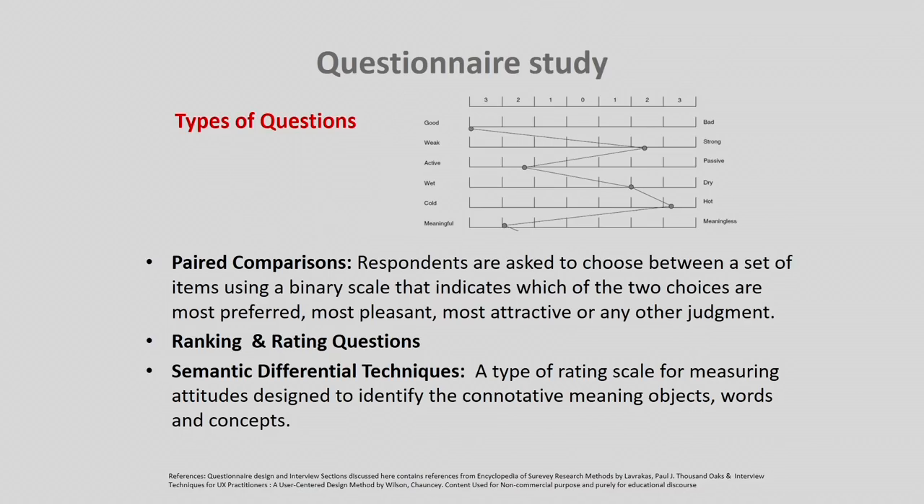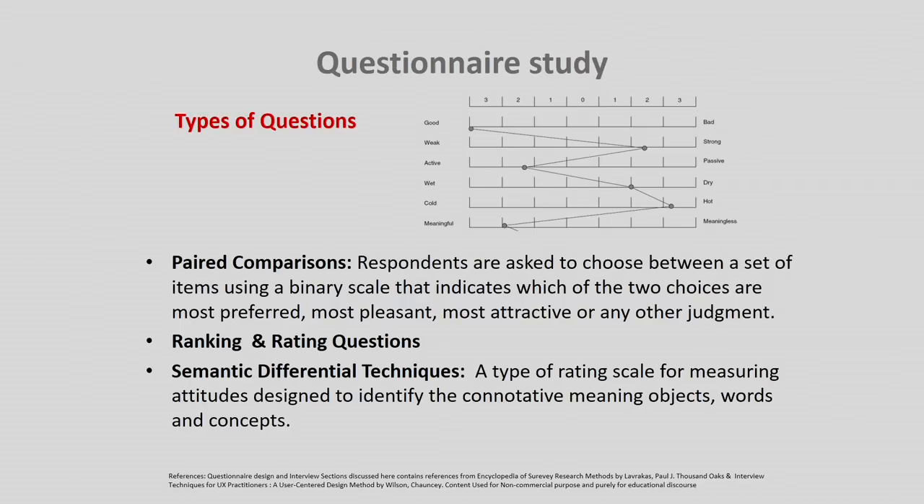Paired comparisons, respondents are asked to choose between a set of items using a binary scale that indicates which of the two choices is most preferred, most pleasant, most attractive, or any other judgment. So, in paired comparisons, items are placed at the ends of the scale, and they go either towards one direction of selecting an item or the other direction of selecting an item. For example, if you talk about selecting product A versus product B, one end of the scale would go towards selecting product A and the other end would go towards selecting product B. These kinds of scales are called paired comparisons. And of course, ranking and rating questions, which we already discussed earlier, are types of questions.